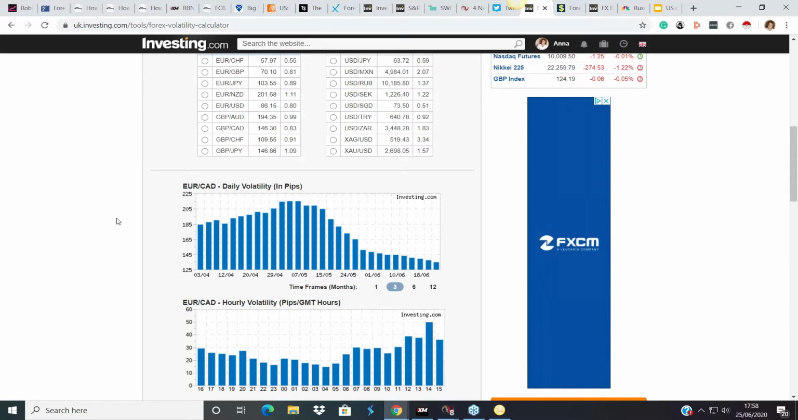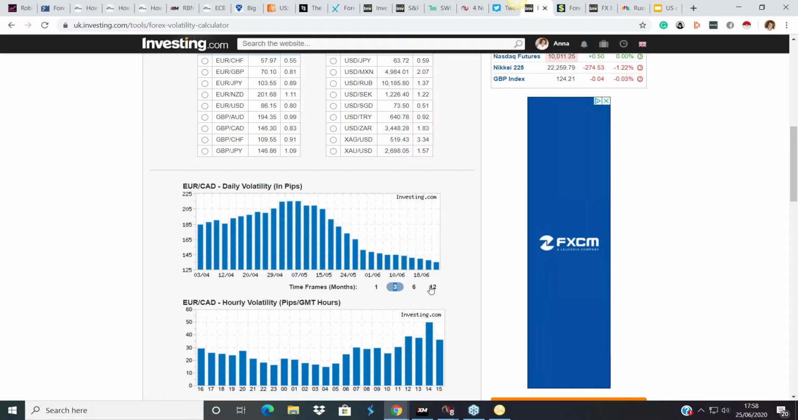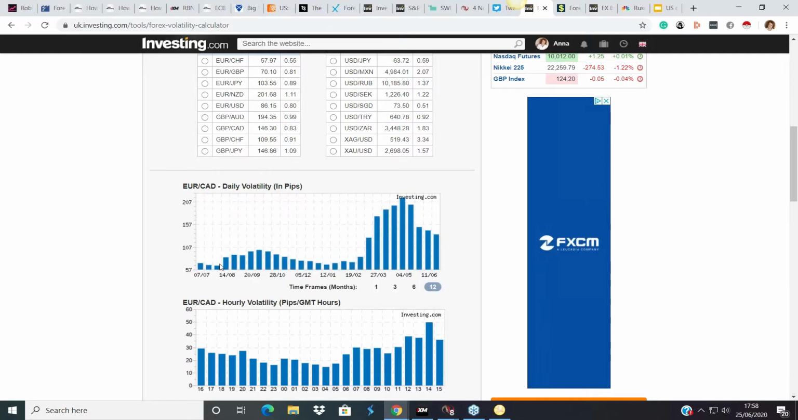What's interesting about the Euro CAD is you can see here they've had days when there have been really big ranges in this particular pair. This is over 3 months. You can have it over 1 month, 3 months, 6 months, or even go over 12 months and see what has happened.